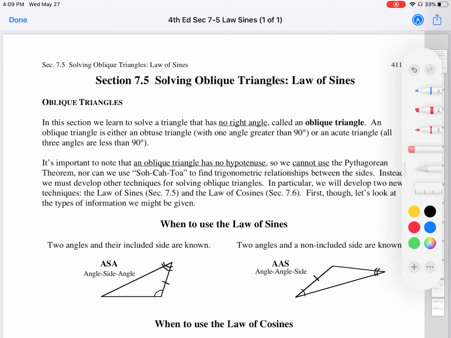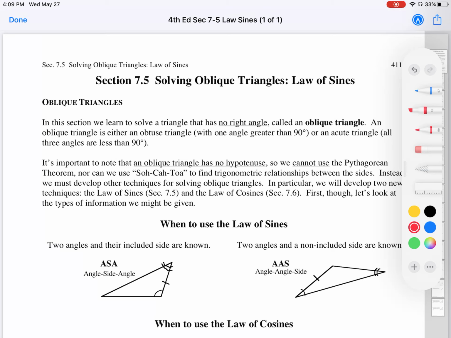Hi, we're going to continue with section 7.5, solving oblique triangles with law of sines. In this section, we learn to solve a triangle that has no right angle, called an oblique triangle. An oblique triangle is either an obtuse triangle with an angle greater than 90 degrees, or an acute triangle, where all three angles are less than 90 degrees.